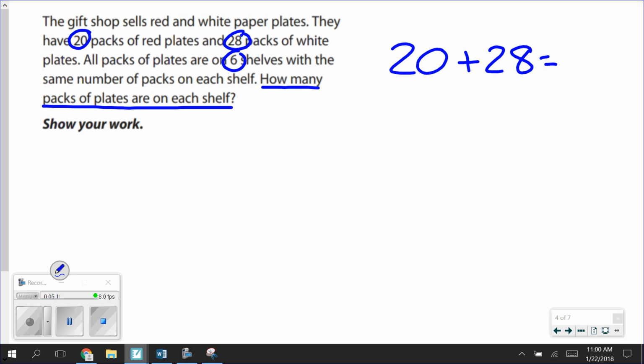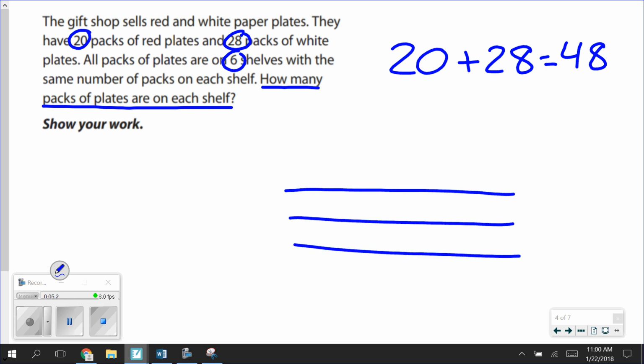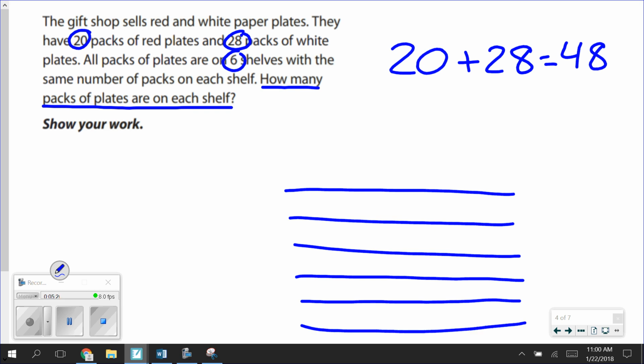So I know that I have 48 plates all together. And then they have 6 shelves. And they're going to break up that group of 48 plates into 6 shelves equally. What operation would I need to do that? If I'm breaking it up into equal groups, am I adding, subtracting, multiplying, or dividing?